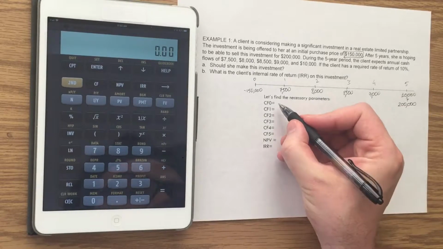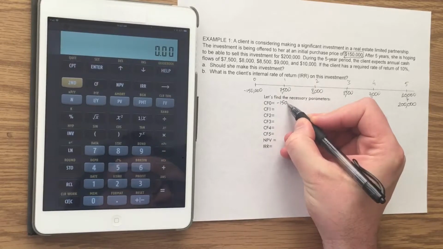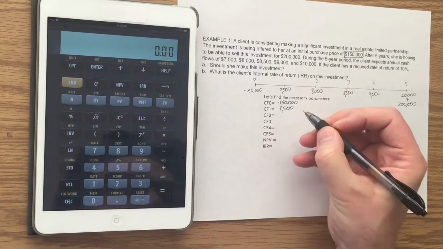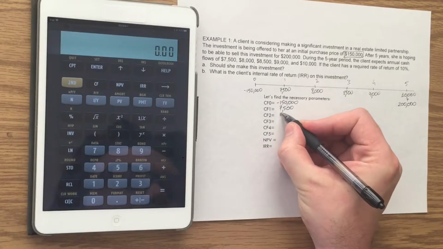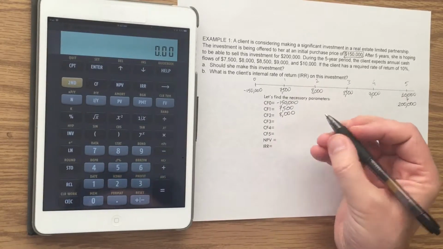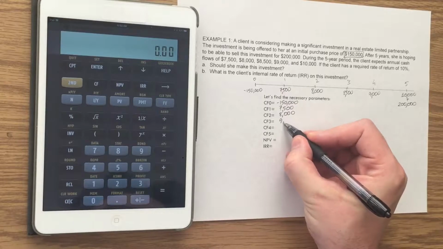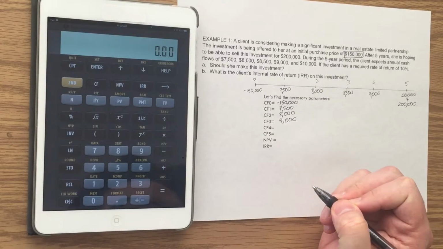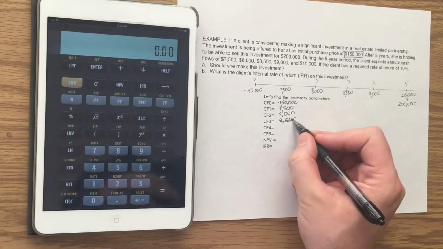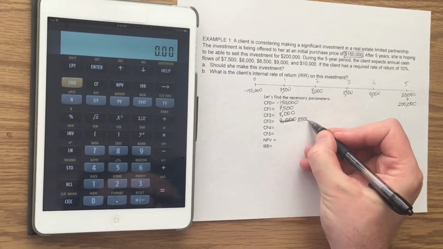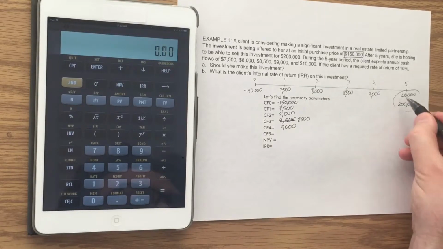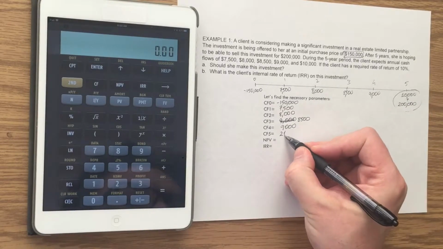So the cash flow now is going to be minus $150,000. In the first year, it's $7,500. In the second year, it is $8,000. In the third year, I'm sorry, this is not $9,000, this is $8,500, and then $9,000 in the fourth year. In the fifth year, it's going to be the addition of these two values, $210,000.